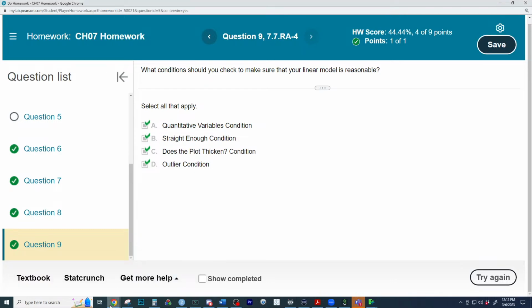And that's the full homework. We've now just done chapter 7 homework, 6 to 9.